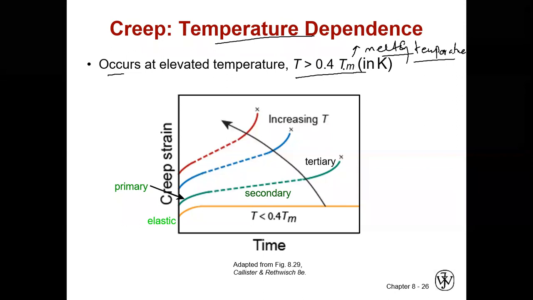Okay, so the melting temperature is in Kelvin. If the temperature is greater than 0.4 times Tm, for example, the Tm for the steel is 1350 degrees centigrade. If I want to convert this temperature to Kelvin, then what should I do? Plus 273. So 1350 plus 273, right? How much does it come out to be?